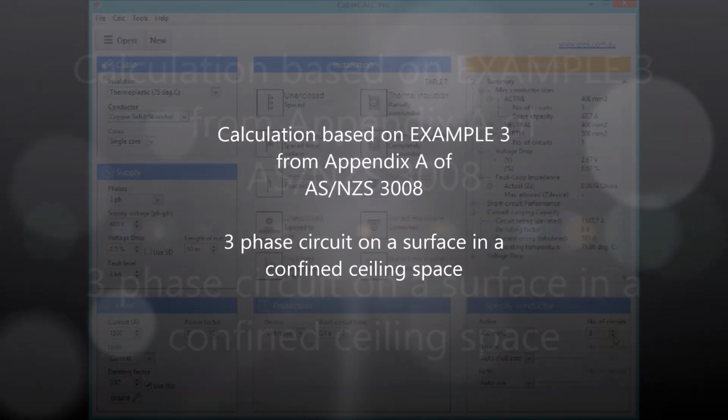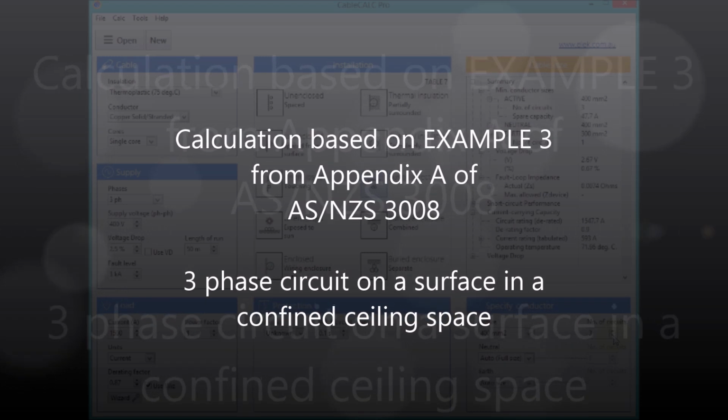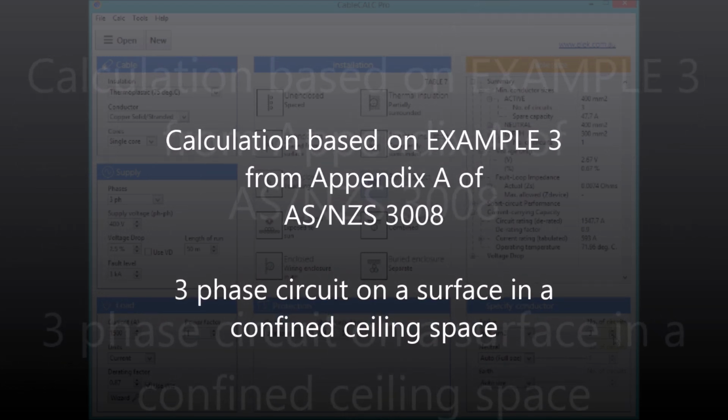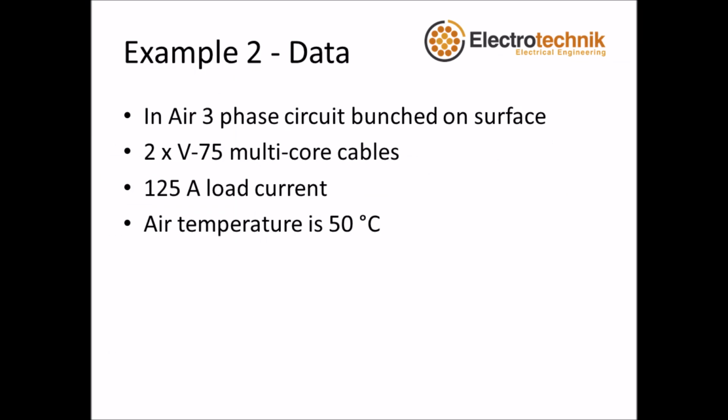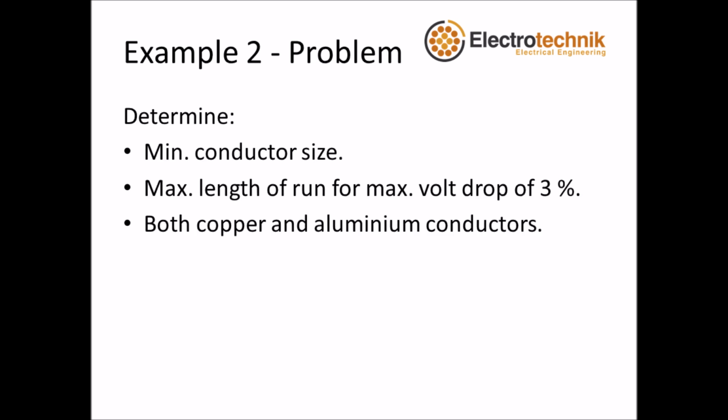This next example is based on example 3 from Appendix A of AS3008 and is for a three-phase circuit installed on a surface in a confined ceiling space. The three-phase circuit is installed in air on a surface. It is proposed to use 2 parallel circuits of V75 multi-core cables. The load current is 125 amps per phase and the ambient temperature inside the ceiling space is 50 degrees Celsius. The objectives are to calculate the minimum conductor size and maximum length of runs for a maximum voltage drop of 3% for both copper and aluminium conductors.